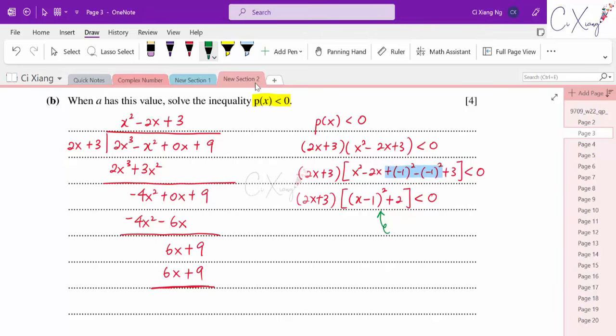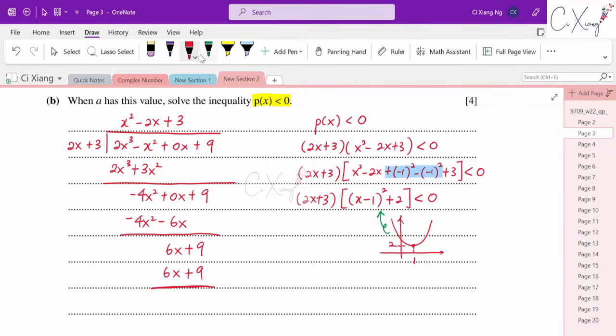Okay, for this quadratic expression, if we try to find out the vertex, we are having the positive coefficient for the x squared. Therefore, it should be a U shape. And then the coordinate for the minimum will be actually (1, 2). That means if I try to sketch the diagram for this quadratic expression, it will look something like this, where this one is the value 1 and this is the value 2.